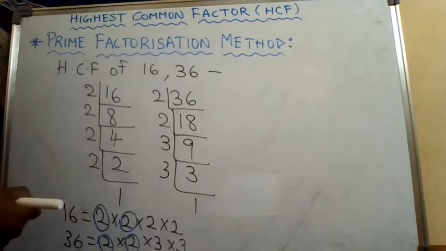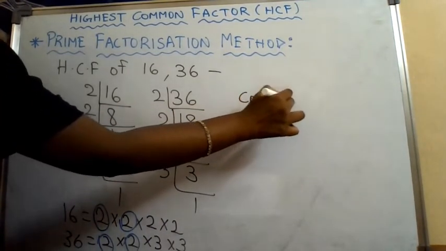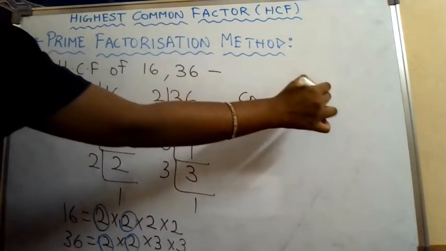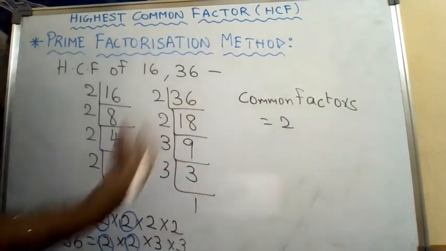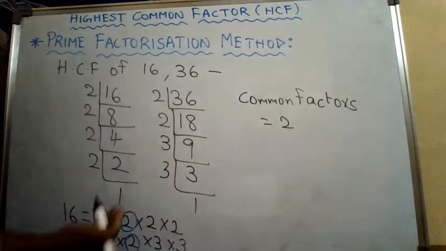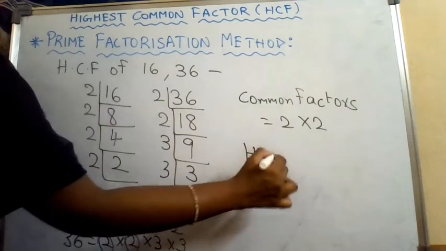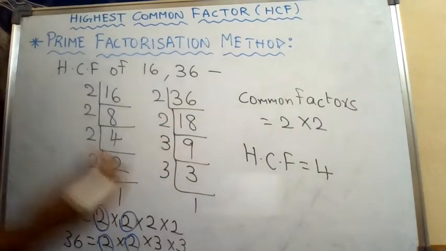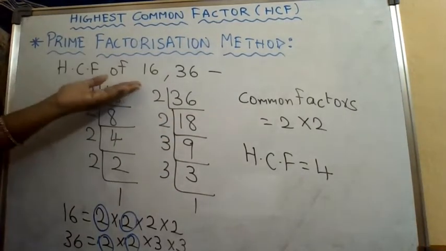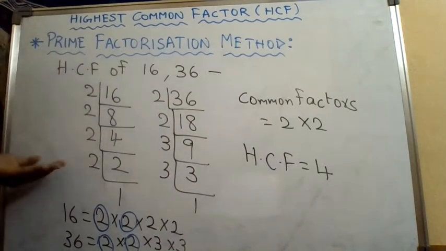Now you will write down the common factors equals 2, with a multiplication symbol, so 2 into 2, and therefore the HCF will become 2 into 2 is 4. So the HCF of 16 and 36 is 4 by using the prime factorization.